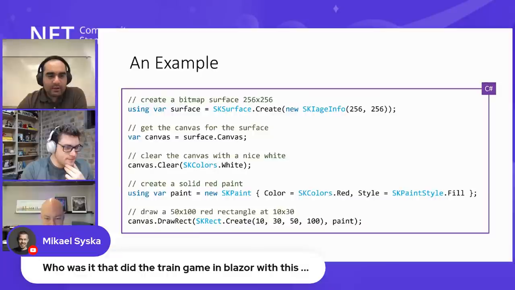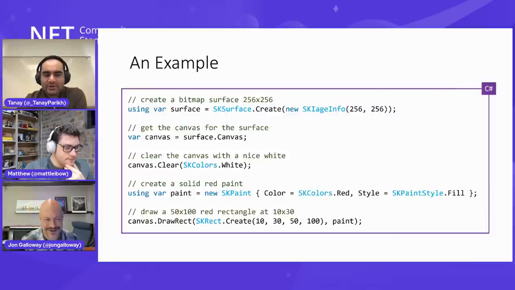Someone was asking, who was it that did the train game in Blazor with us? I believe that was David. I don't want to say the last name because... Weiniger or something. Wenger. Yes. I'll leave a link in the chat for those curious. It's using .NET and SkiaSharp and all that wonderful stuff, so it's a great example for people to check out as well.